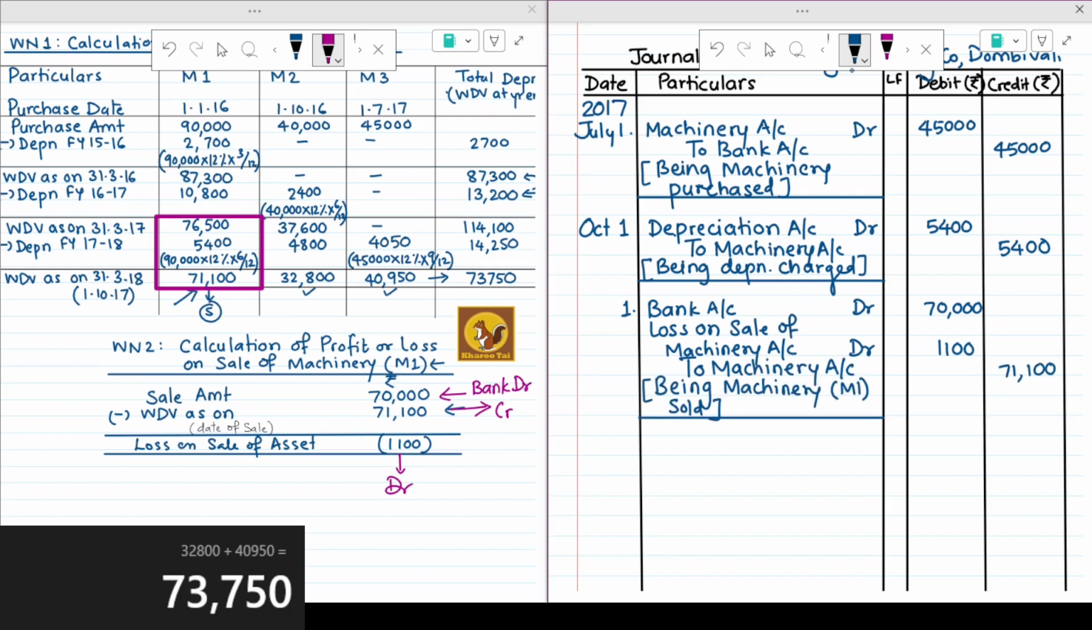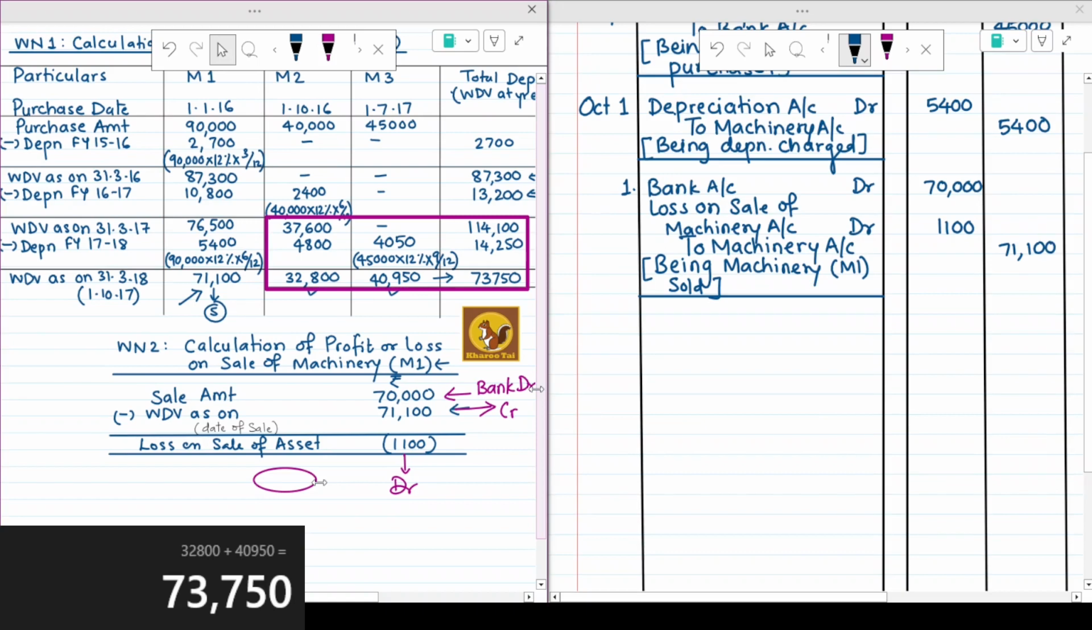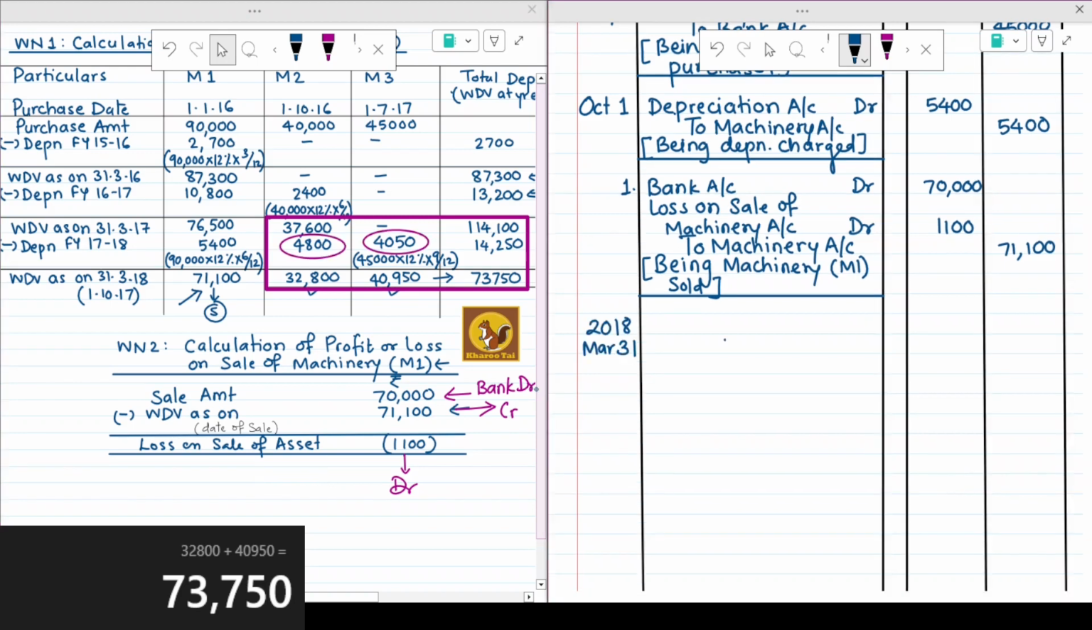After that there are no other entries during the year. So as on 31st March, what are the other entries? On 31st March 2018, we will pass the depreciation entry for 4,800 and 4,050, being the depreciation of the remaining assets. We have machinery 2 and machinery 3 with us. Those assets will be depreciated at the year end. Depreciation account debit, this will be machinery 2 and machinery 3. Machinery 1 we have already passed earlier.